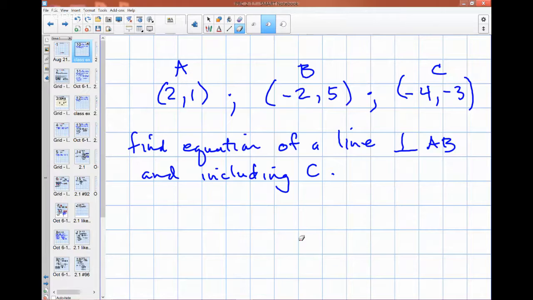Their slopes are, I always taught it this way, negative reciprocals of each other. So the one slope is flipped upside down and has the opposite sign. You guys recall that?